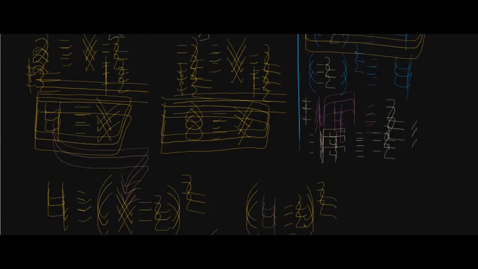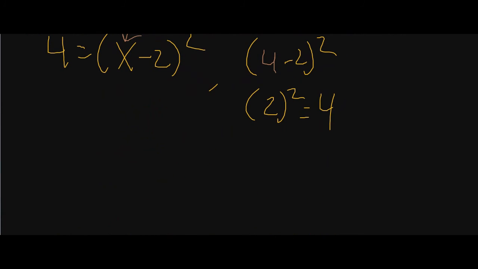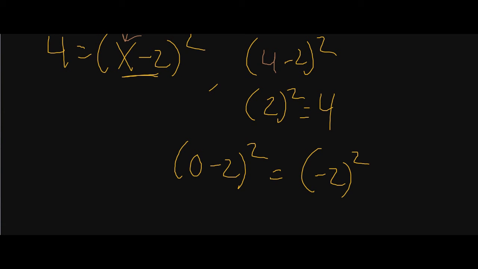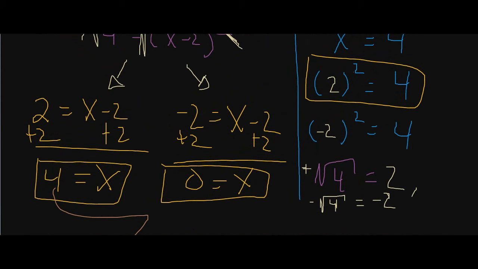All right, now let's go ahead and plug in 0. What if we plug in 0 into this equation here? We're going to get 0 minus 2 squared. That's the same thing as negative 2 squared. Negative 2 squared is negative 2 times negative 2, which is positive 4. So this also works. We can plug it back into our equation, and it works. And if you notice, this is this portion right there.